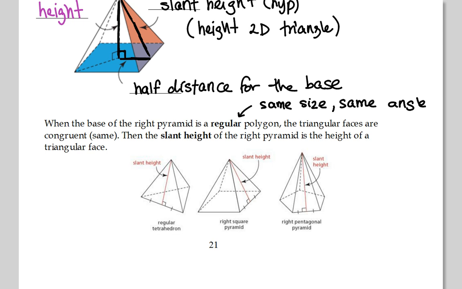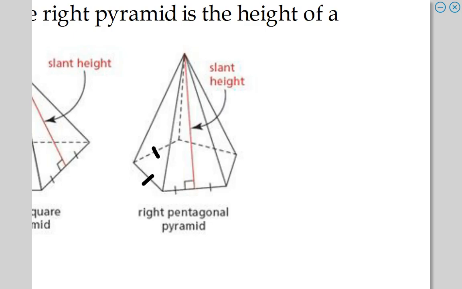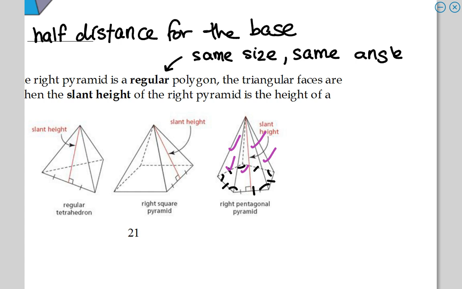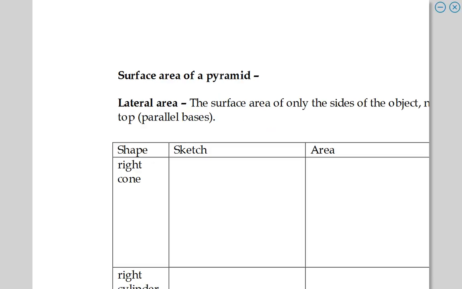So what does it mean to be regular? Each one of these is the same size and same angle in that base, and therefore each one of these faces is the same. So if you could find out the area for one face, you would just have to times by how many there are.